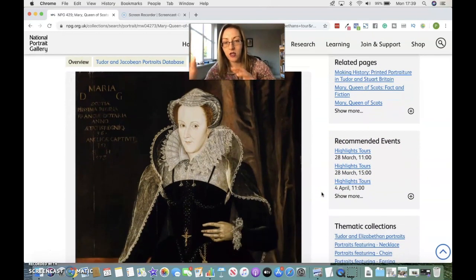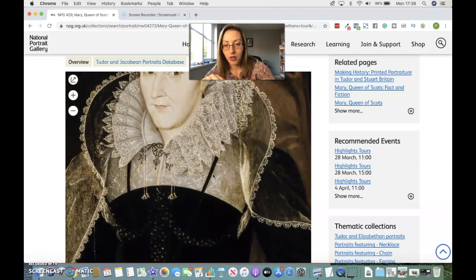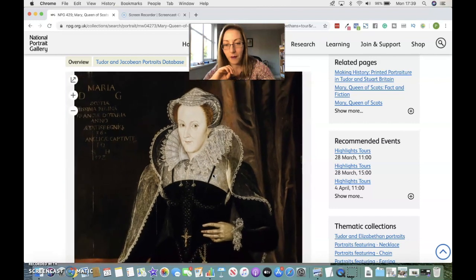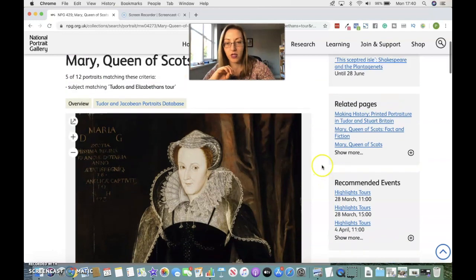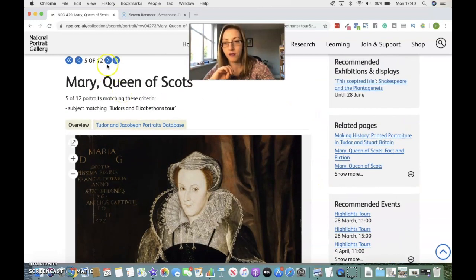Mary, Queen of Scots. Now, this is such a familiar portrait of her. When you're actually in the gallery and you get up close to these portraits, you can see the brush strokes, you can see the detail. This is a very good resolution photograph, so just look at the detail on that collar. The lace work is amazing. Yes, one of my favourites actually, Mary Queen of Scots.